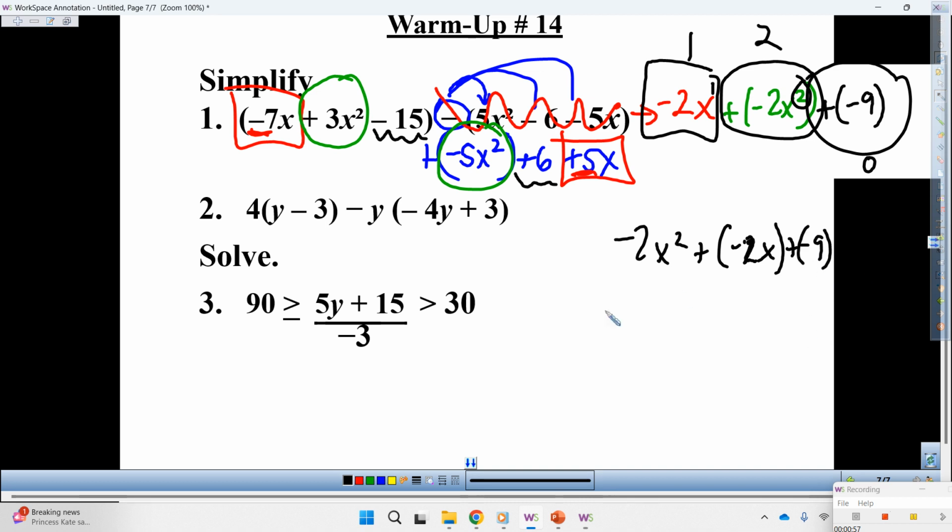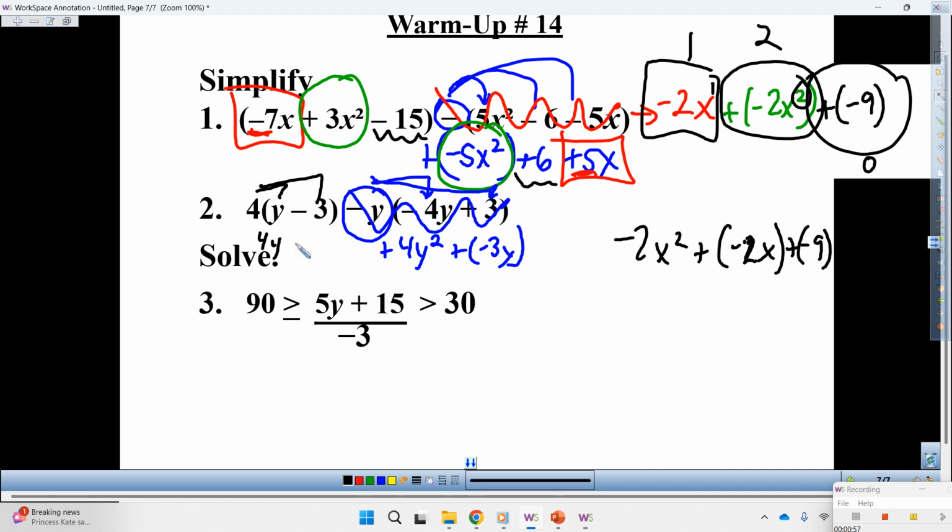Okay, good. Number 2. Again, distribute. That becomes plus 4y to the second power. Negative y times 3, that's plus negative 3y. We no longer use this. Let me distribute this one. 4 times y is 4y. 4 times negative 3 is negative 12. I'm going to put that in parentheses with a plus.